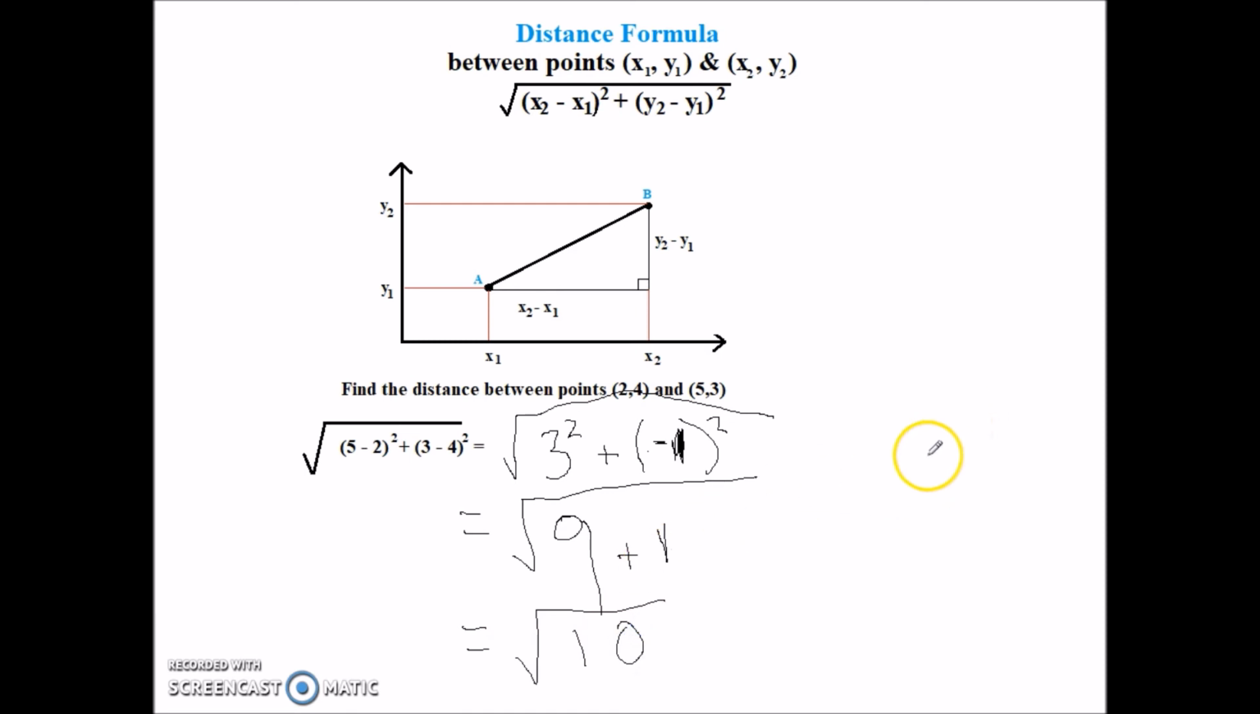What is the square root of 10? Well, it isn't a nice number. So this is irrational, and we can't change this now. This is the answer. So when you're asked what is the distance between point A and point B, the number is not a rational number, and that distance is equal to root 10. And that is how it's done. It is as simple as that.